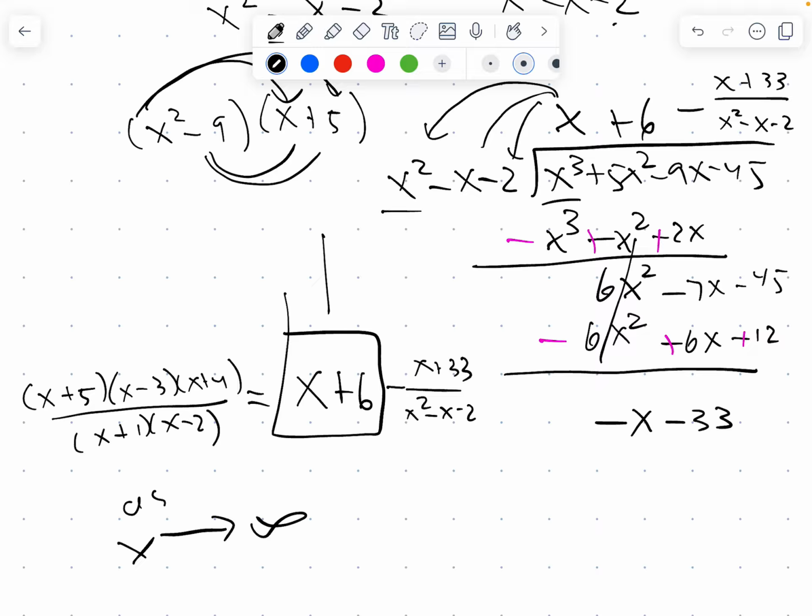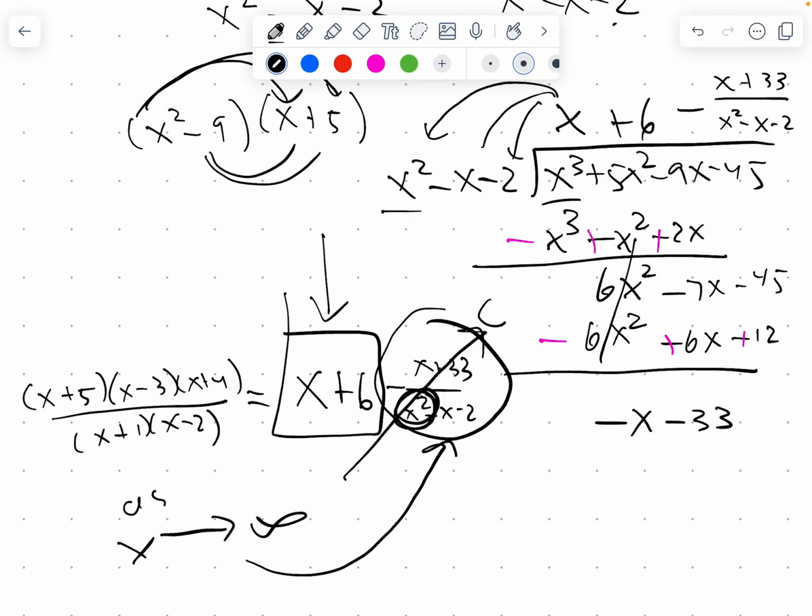It'll behave exactly like the line y equals x plus 6, because as x approaches infinity, this part goes to 0. The bottom x squared is going to dominate. It's going to be so much bigger than the top that eventually, as you get further out, this isn't going to have very much influence anymore. Instead, this will keep on behaving just like a normal line.